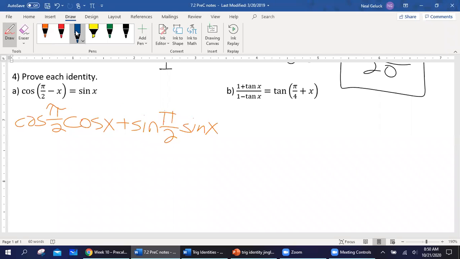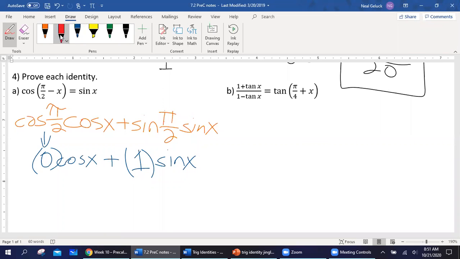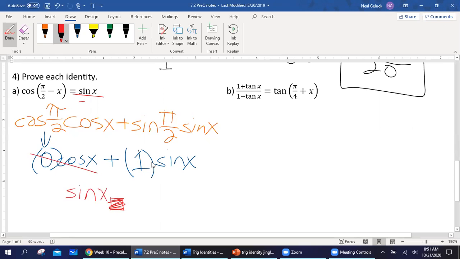All right, now I don't know anything about angle x, so I can't do anything with that. But pi over 2, I know that angle. Pi over 2 is 90 degrees. The cosine at pi over 2 is 0. So this is 0 times the cosine of x, plus the sine at pi over 2 is 1. So 1 times the sine of x. Well, cosine x times 0, gone. 1 times sine x is sine x. Hey, looky there, that's what I wanted. The proof's done. So basically, I just applied the identity, and the answer fell out of the problem.